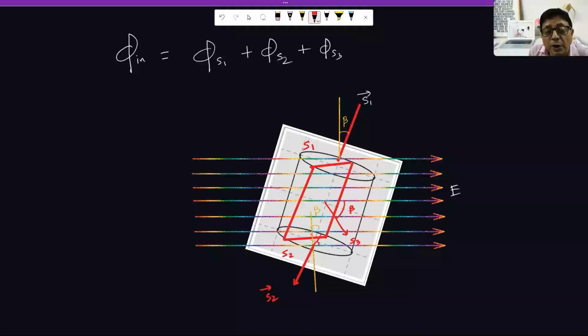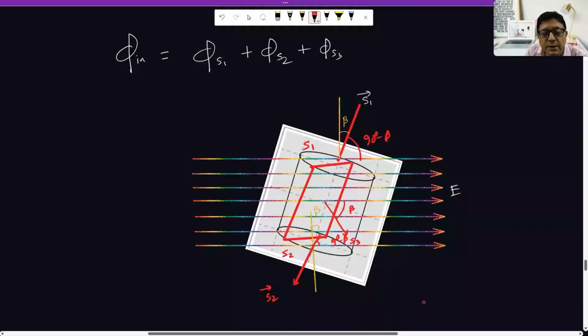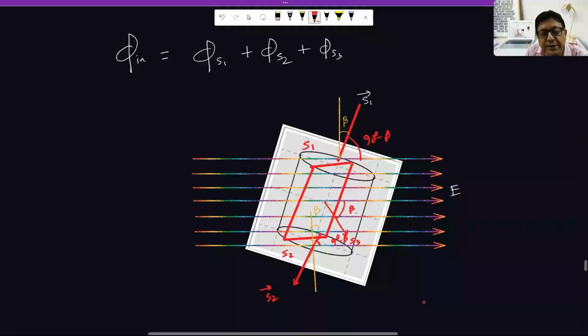I mean, not with E, it is beta, it will be 90 minus beta. This angle is 90 minus beta here, you can see. And this angle is also that vector making an angle 90 minus beta with the direction of electric field vector. Alright. Now we have to count all these. As I want to calculate the flux entering the cylinder, so I need to take this angle 90 minus beta, but this one beta only.